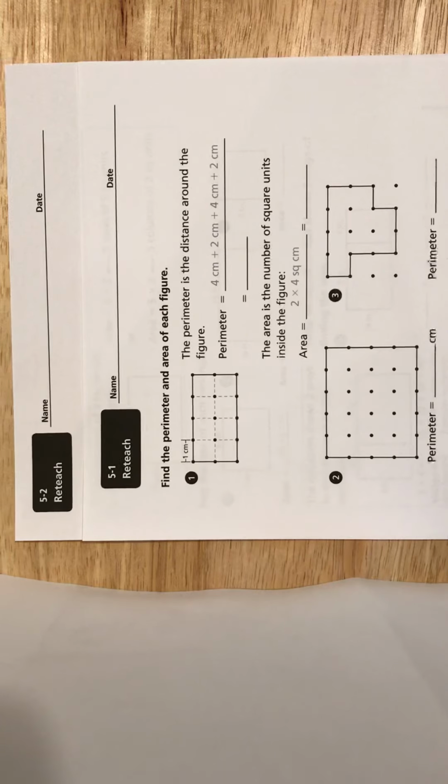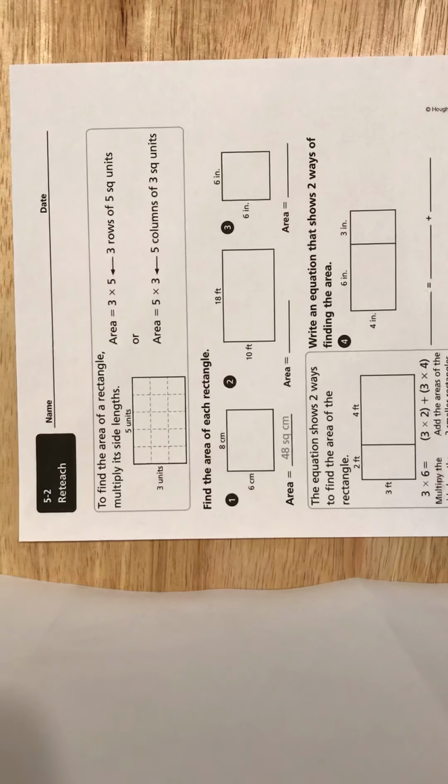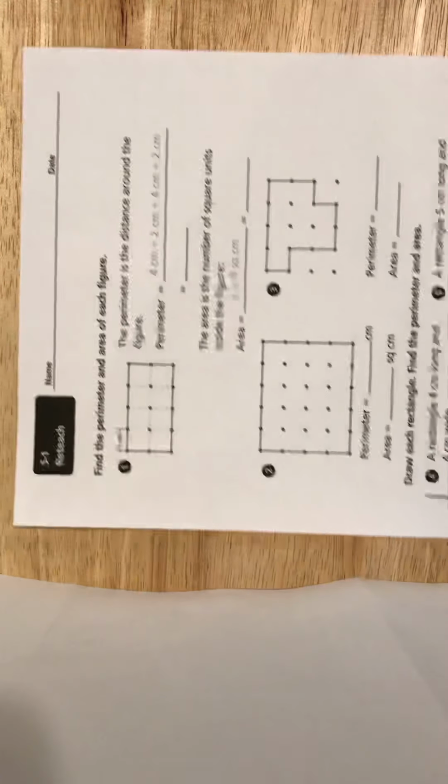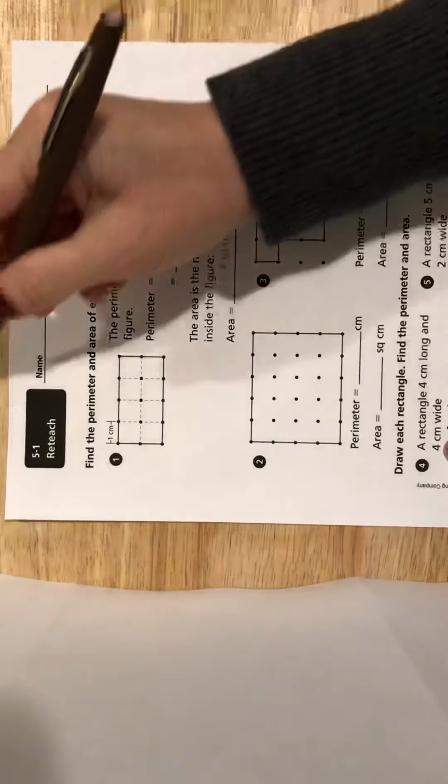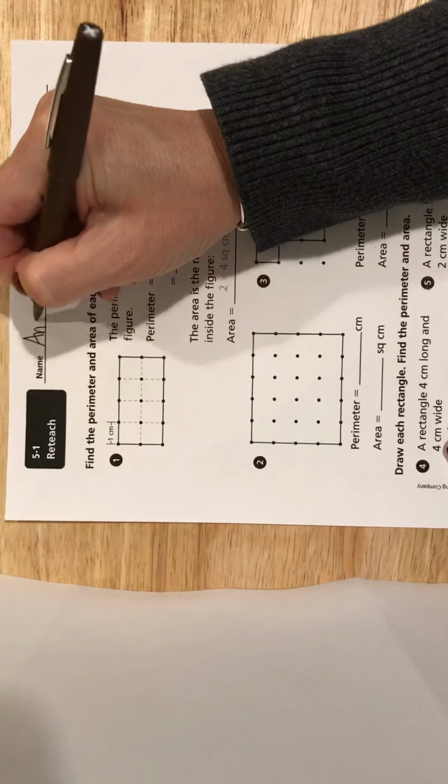The first worksheet that we're going to start with is the 5-1 reteach. The 5-2 looks like that. It's a little bit more focused on area, so we're going to save that one for second. So we're going to start with this one, the 5-1 reteach. Okay, so I'm going to label this answer key.